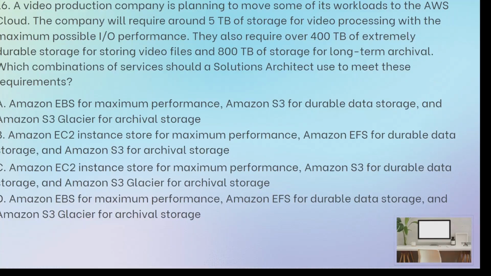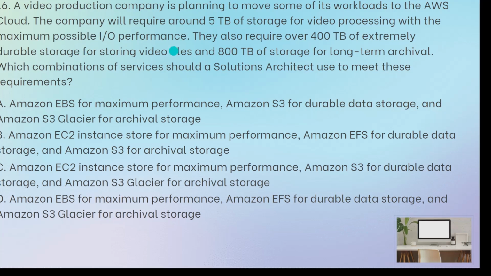Correct? So this was the homework question which was given in part 3 of the series. We'll start with this. A video production company is planning to move some of its workloads to the AWS cloud. The company will require around 5 TB of storage for video processing with the maximum possible I/O performance. They also require over 400 TB of extremely durable storage for storing video files and 800 TB of storage for long-term archival. Which combination of services should a solution architect use to meet this requirement?